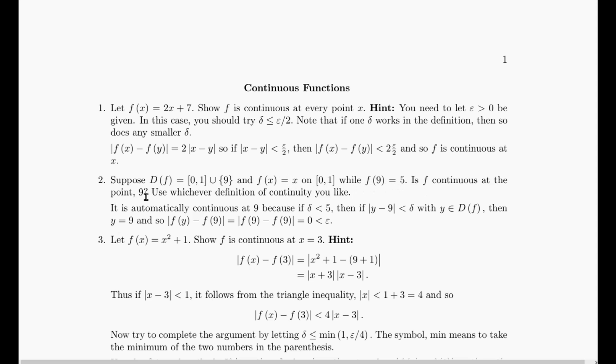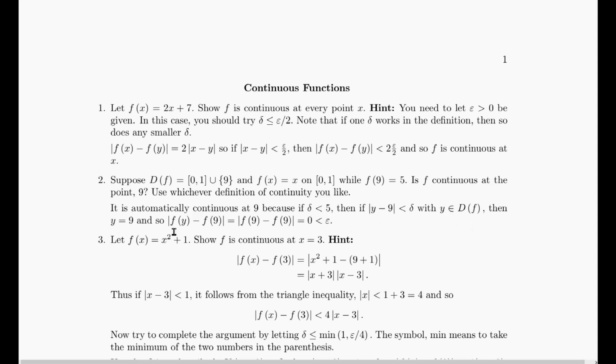F will be continuous at the point 9. Now, the reason for that is that if you let delta be anything less than 8, so let's suppose delta is less than 5, then if y minus 9 is less than delta, with y an element of the domain of f, well, where can y be? It can only be 9, see? Because there isn't anything closer to 9 than 5, all right, that's in the domain.